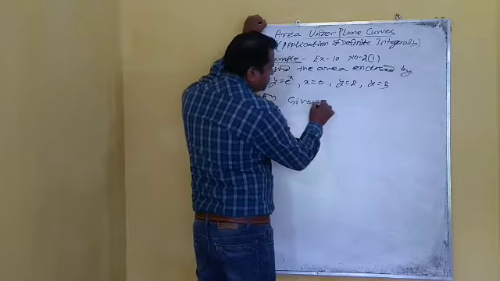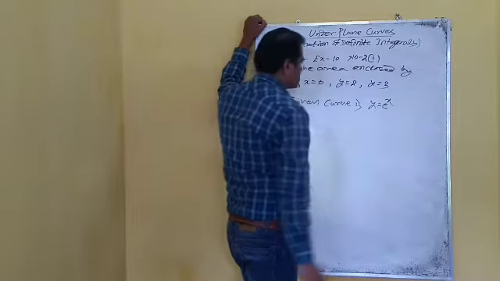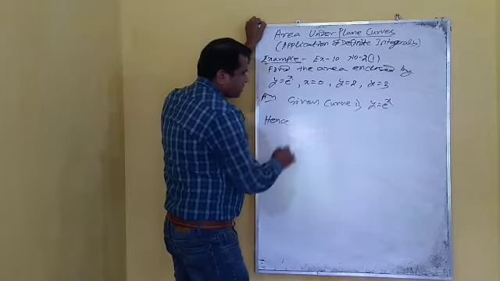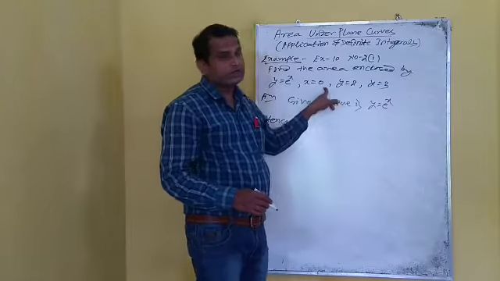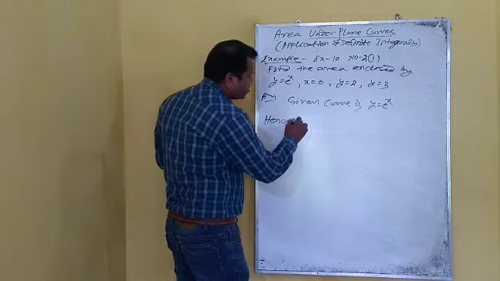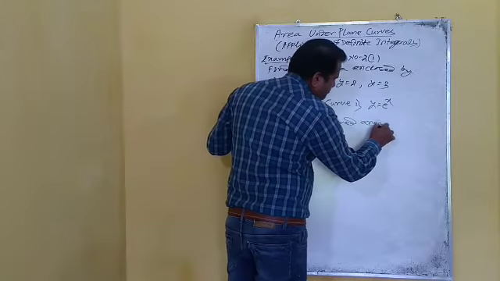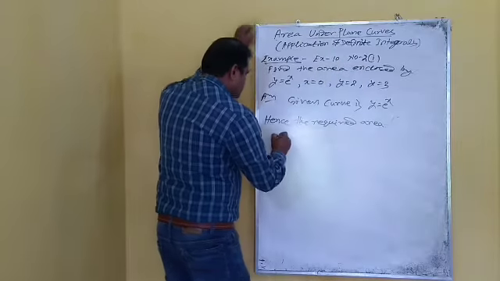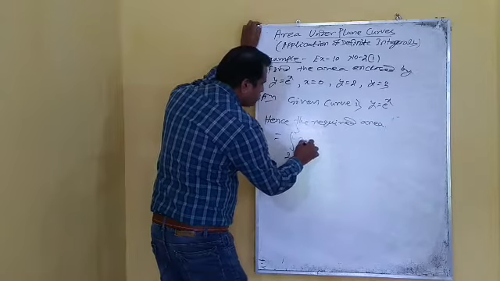Given curve is y is equal to e to the power x, hence the required area, that means area bounded by the curve y is equal to e to the power x, x is equal to 0, that is the y axis, and the ordinates 2 to 3, hence the required area is equal to integral 2 to 3 x dy.